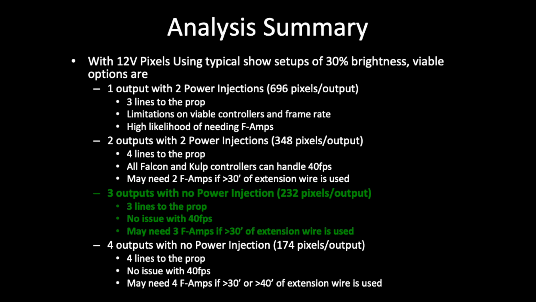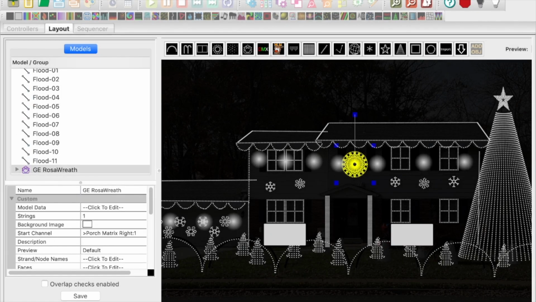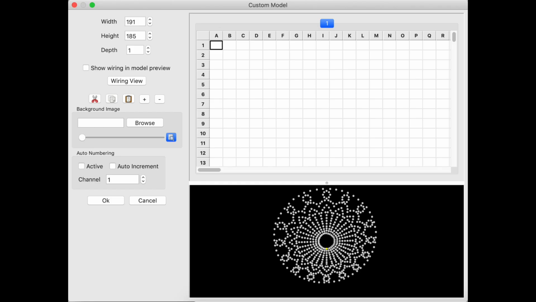Now let's take a look at the wiring of the Rosa Wreath. Back to xLights. In xLights you can go to Model, click on Model Data, and click to edit the 3 ellipses. You can then copy and paste all the cells of this view into Excel so you can use it to reference your pixels when you're pushing them.